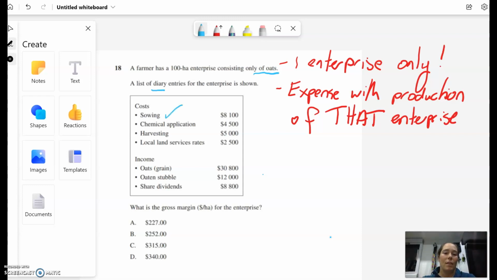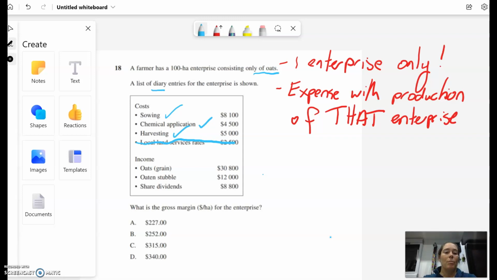Yes, it is. Chemical applications associated with that? Well, yes, they could be, probably are. It's not hugely specific, but let's go with yes. Then we've got harvesting. Well, yes, if we're going to harvest it and make oat and hay, for example, yes. Our local land services rates. Now, regardless of whether we grow oats or not, we'd have to pay that. So that's not specifically associated with that production enterprise, so we're going to get rid of that.